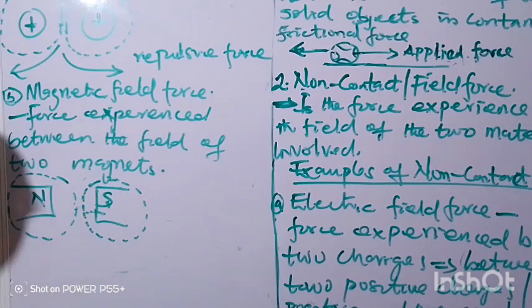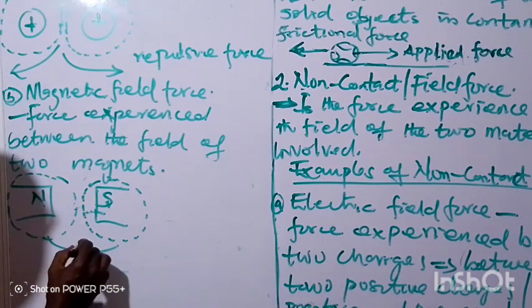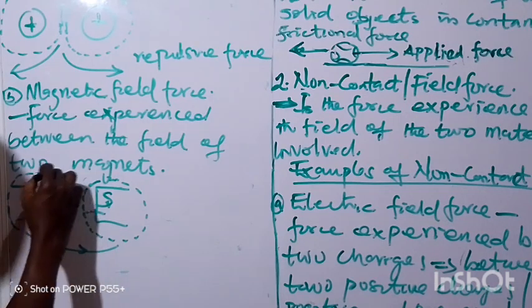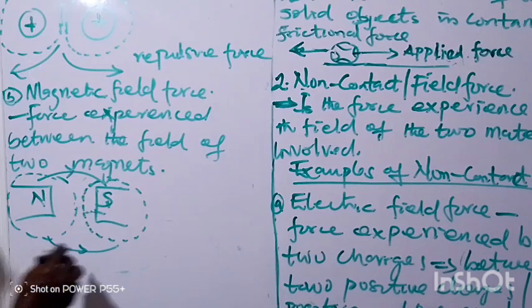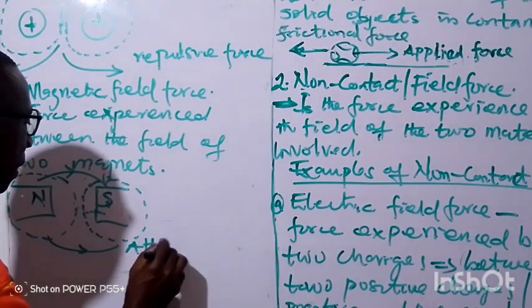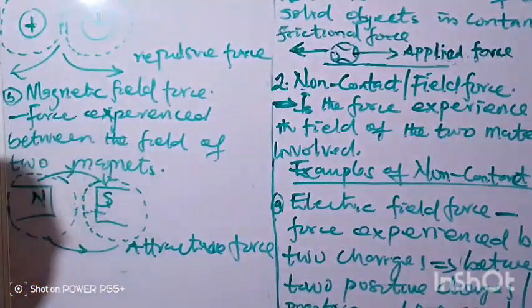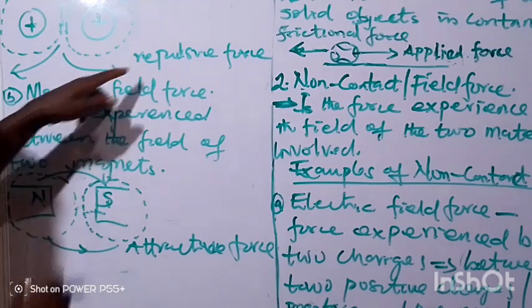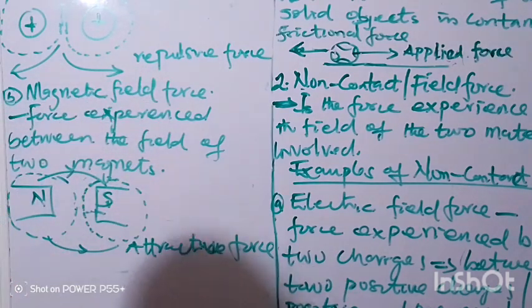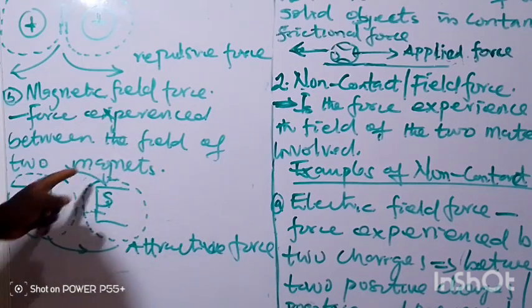And since this one is north and south, what we call here is the attractive force. It will run from north to south. So the attractive force will occur here because this is north south. If it is north north, then like this one, repulsive force will occur. So the force experienced between the field of two magnets is what we call magnetic field force.